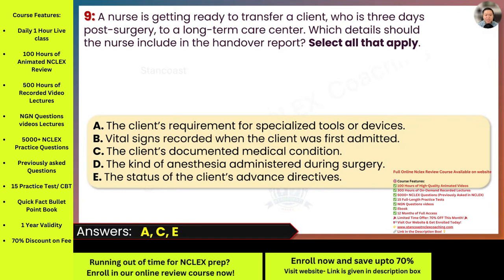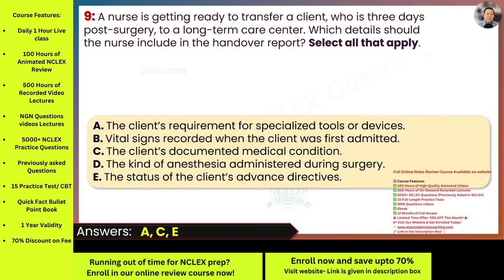Now, why is letter D incorrect? Well, surgery was done 3 days ago, and so the anesthesia used during the procedure is no longer going to affect the patient. Unless there are any new complications, maybe post-op respiratory depression or any other complications, this is not necessary in your report. What you should report is maybe lingering post-op issues, maybe pain management needs, maybe wound healing status. Those are the things that you should incorporate in the report.